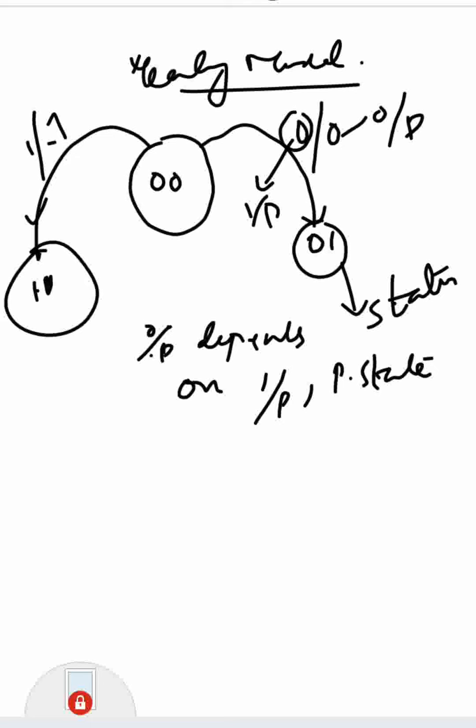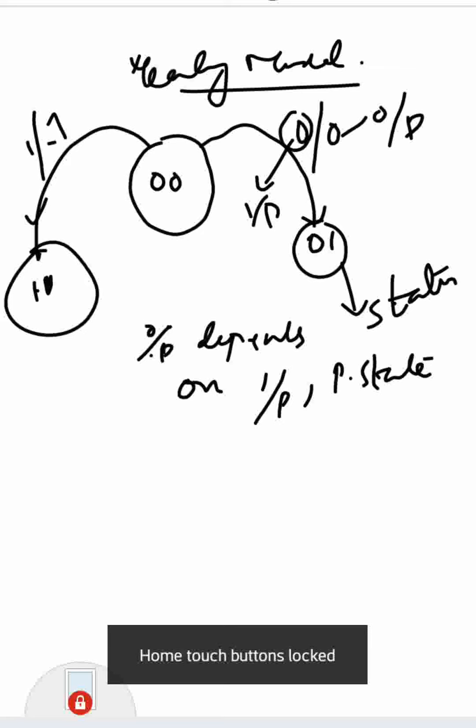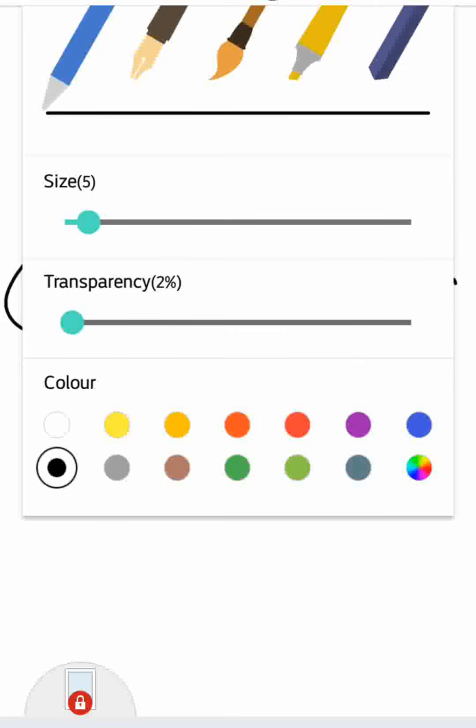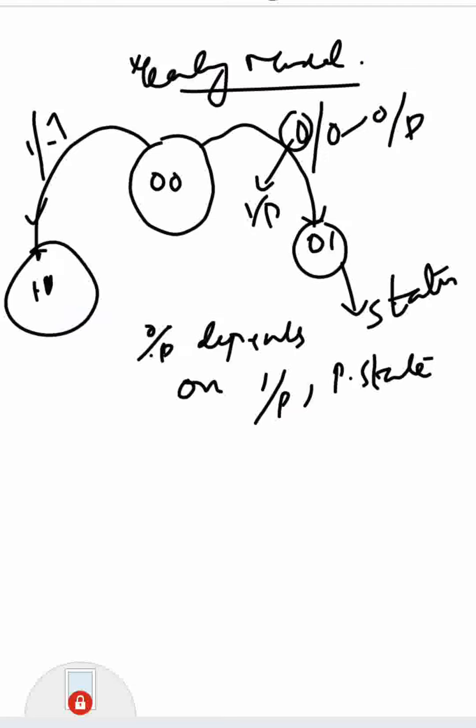Now the same digital problem can be modeled using another method called the Moore model. So today in this video I will be explaining how to write the synthesis chart for the Moore model. So what is Moore model?